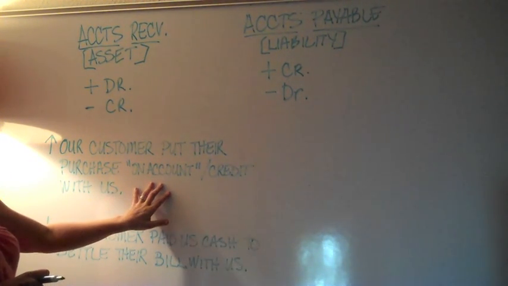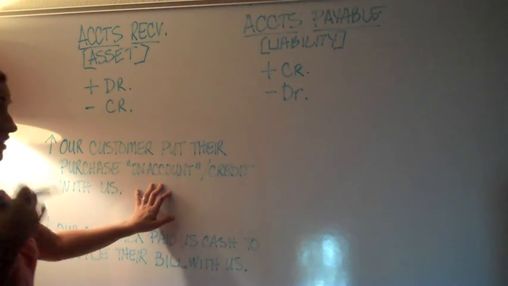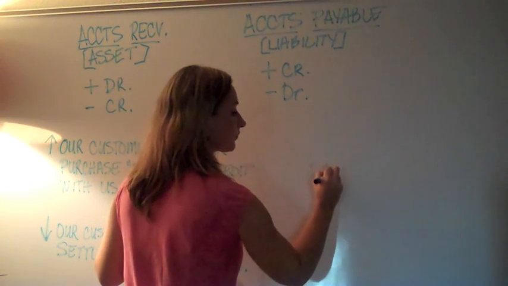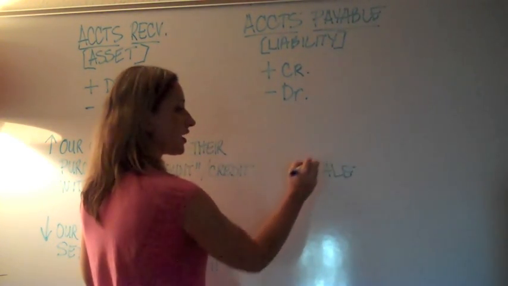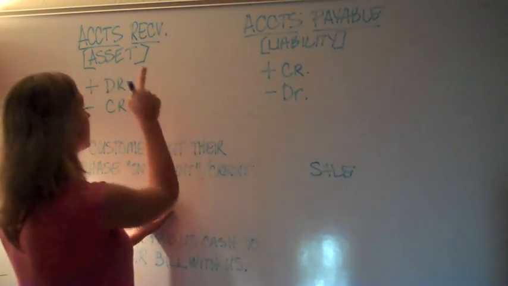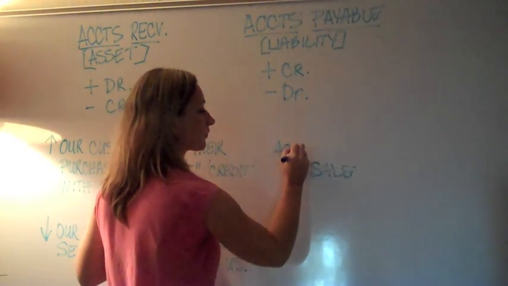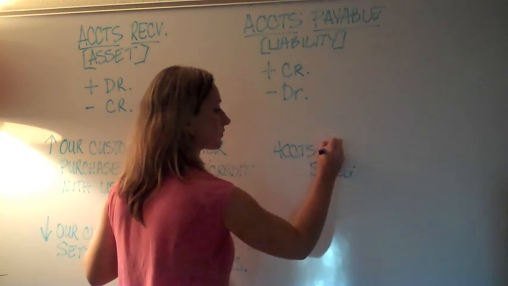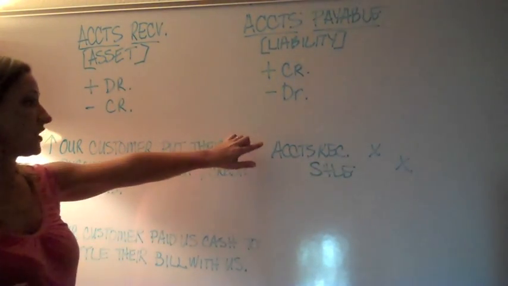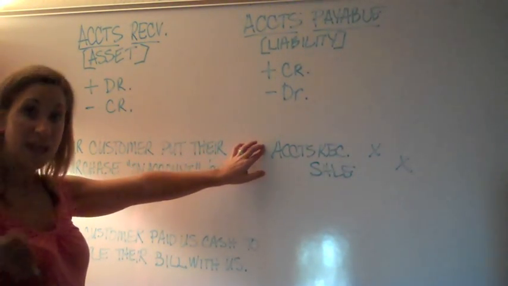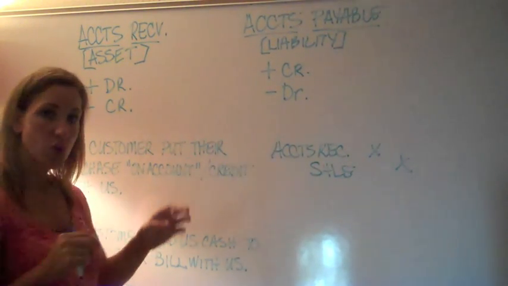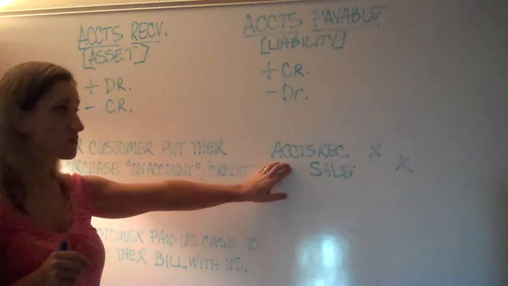An example of what this journal entry would look like when a customer purchased something from us. So we've made a sale. The sale is a revenue. Revenues increase on the credit side. Our debit is going to be accounts receivable. We've increased our asset. Instead of them paying us cash for their purchase, they put it on account with us, or a credit with us. We're going to call that accounts receivable.